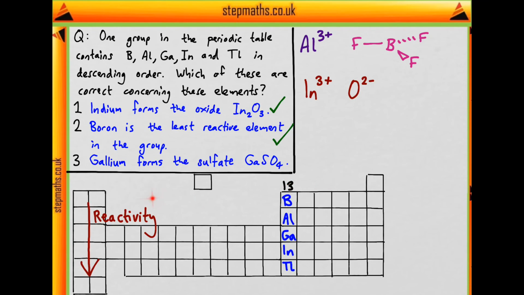And finally, would gallium form this particular sulfate? Well, we know aluminium forms 3+, indium forms 3+, so chances are gallium is also going to form 3+. And what's the charge on the sulfate ion? We should know that this is -2. So this wouldn't be a 1-to-1 ratio, it would have the same formula as this, the 2-to-3. So we can say that this would be wrong. So that's our final answer, that 1 and 2 are correct, but 3 is wrong, which corresponds on the question paper to answer B.